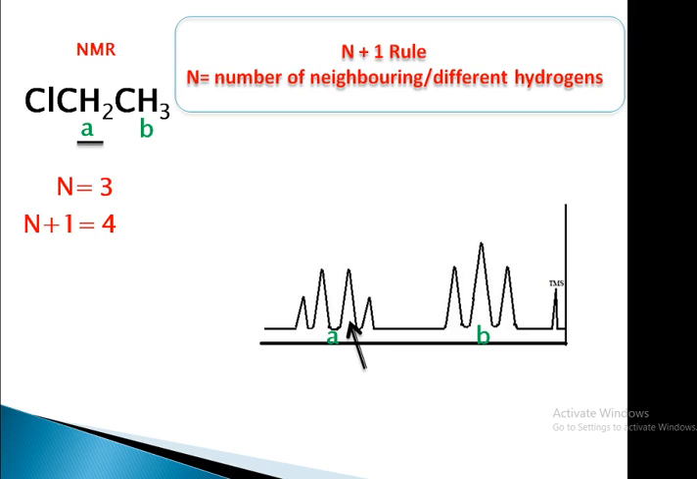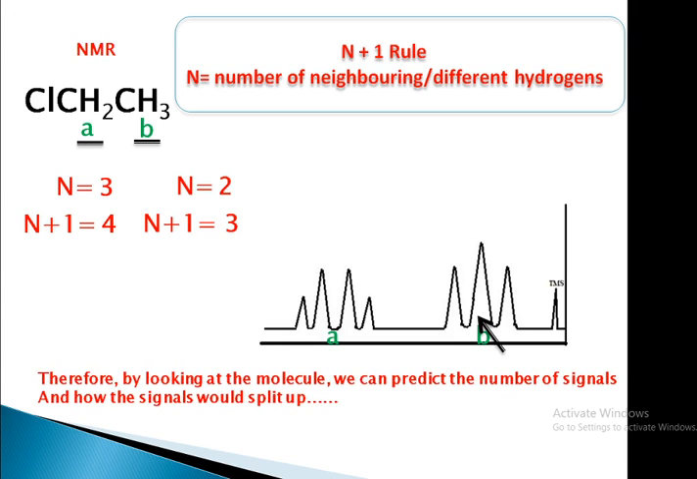Similarly, if you look at the B type hydrogen, what will be the value of n? This is the B type hydrogen, and it is bonded to this carbon, and this carbon is the neighboring carbon, and these two hydrogens are the neighboring hydrogens of the B type proton, so the value of n is 2. If we plug this into the n plus 1 equation, we get 3, and this 3 is the reason for the splitting of the B peak into a triplet. This is how the splitting happened for this particular example. Therefore, by looking at the molecule, we can predict the number of signals and how the signals would split.